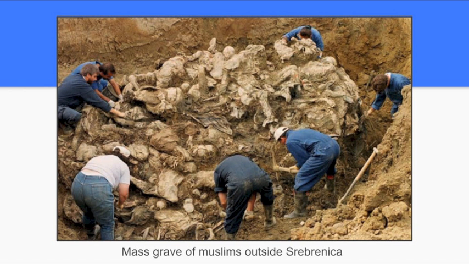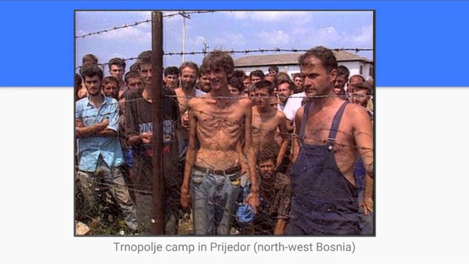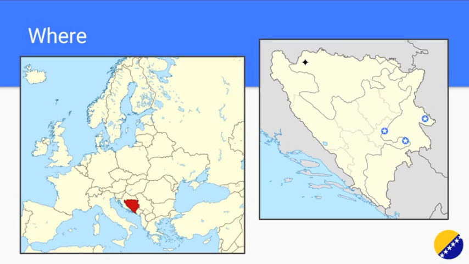So this is a mass grave of Muslim corpses found outside of Srebrenica. There was a huge massacre. Over 7,000 people were killed. And then this is the Trnopolje camp in Prijedor. It's in northwest Bosnia, and it was basically a modern-day concentration camp, so a really, really horrible, gruesome scene.